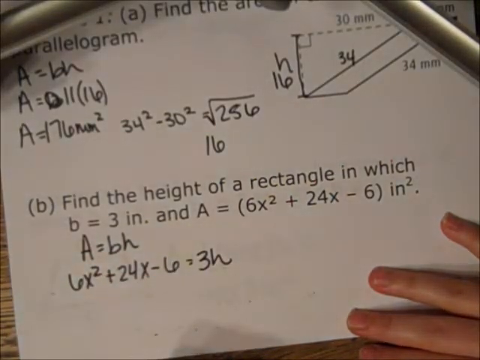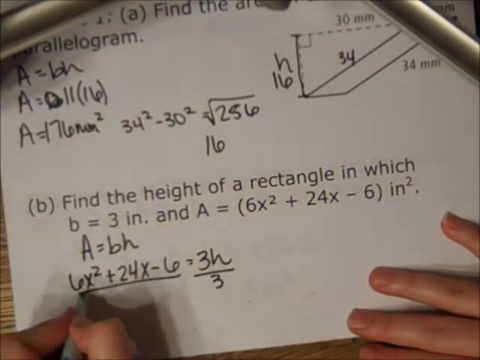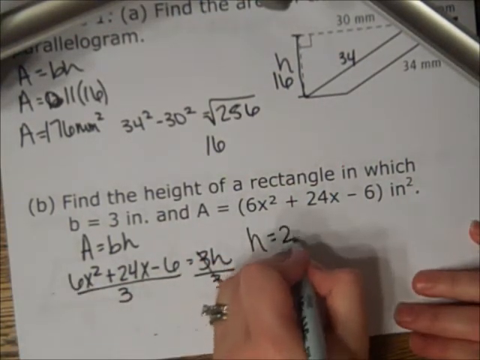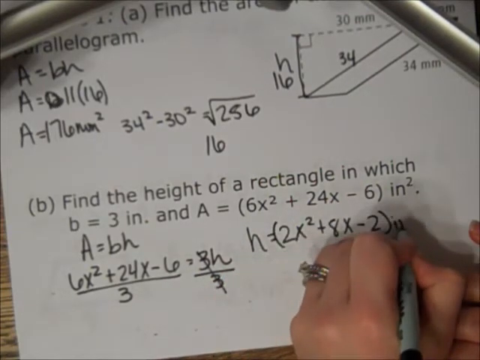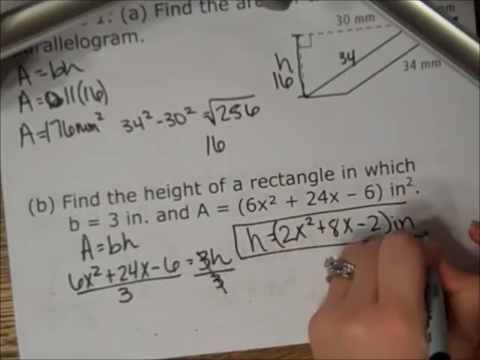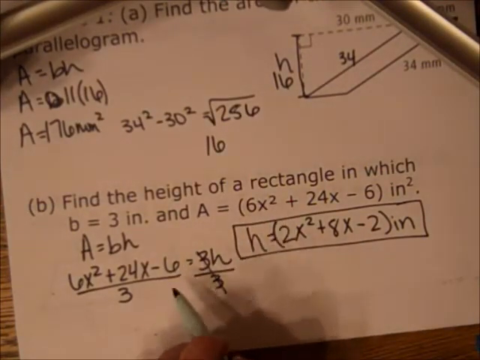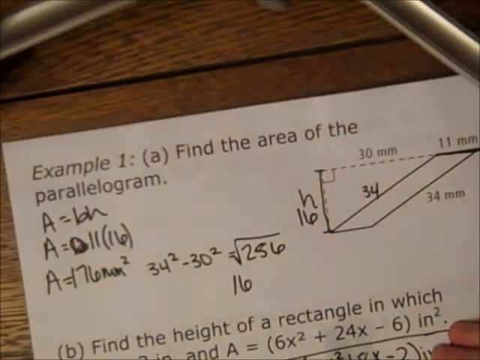Okay, so we're solving for h. Now notice there's two different variables. Here we have x's and here we have h's. We're solving for h, so we don't even really care about x. There are going to be x's in our answers. All we're trying to do is get rid of the 3, and then we can simplify. 2x squared plus 8x minus 2 inches is the height. Okay, so don't get confused and think you're trying to solve for x or anything like that. No, we're trying to solve for h. So if there's x's in the problem, there's going to be x's in my answer. Okay, let's see.